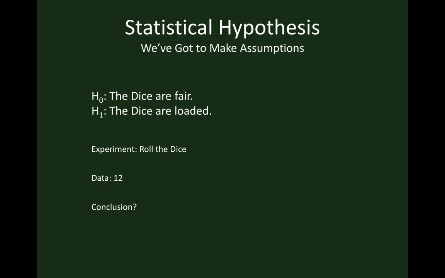Statistics gives us a philosophical framework to think about data like this. What should we conclude from this? And in statistics, what we do is we calculate something called a p-value. I believe the p-value is probably one of the most misunderstood and most misinterpreted numbers or ideas in all of statistics. And for good reason. It's a very complicated idea.